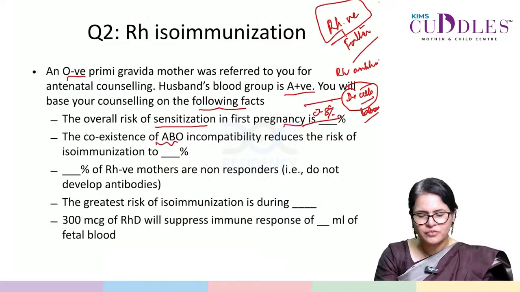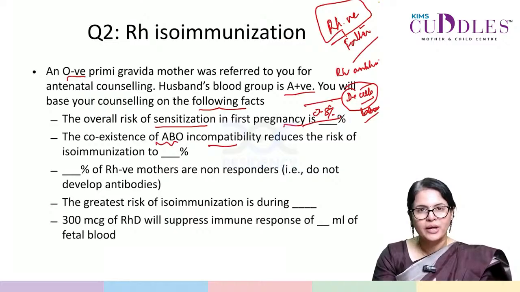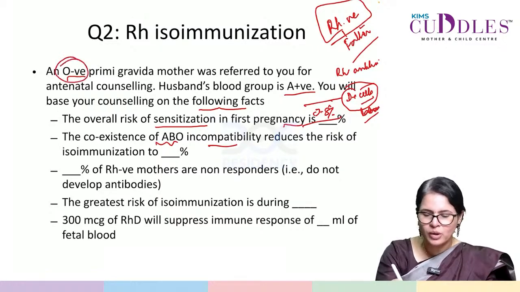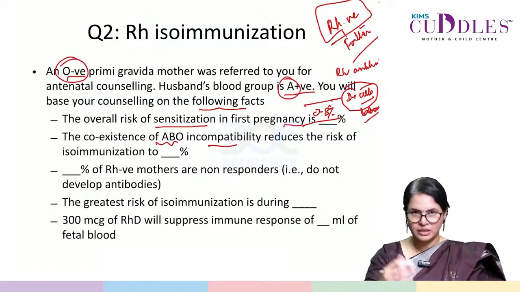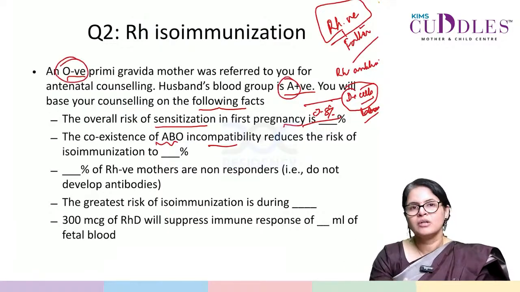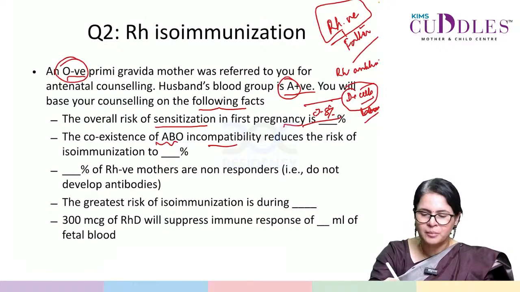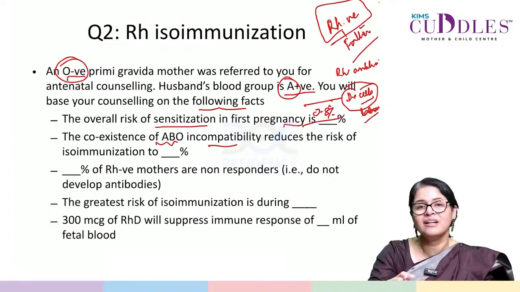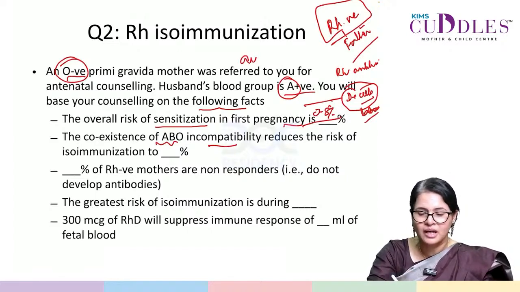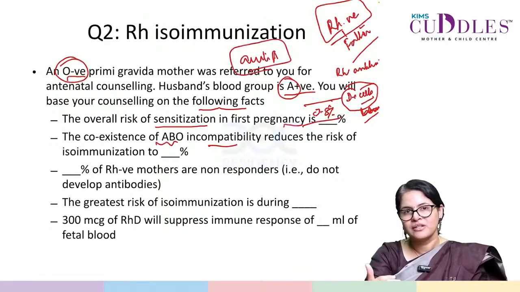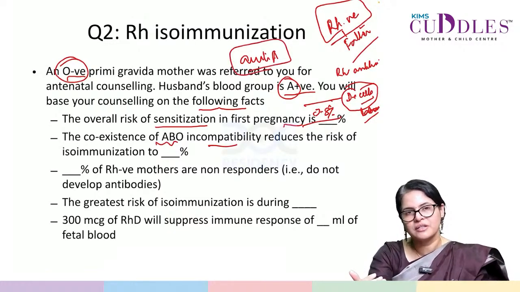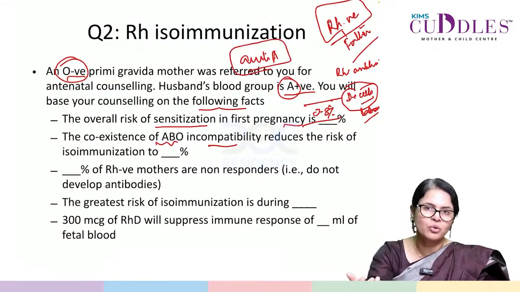And the coexistence of ABO incompatibility. So, ABO incompatibility, when it coexists with RH isoimmunization. For example, in this case, the mother is O and the husband is A. So let's say the fetus is also A. To some extent, the fetal cells that come into the maternal circulation will be subjected to the anti-A antibodies that the mother would have developed. So as she gets sensitized to the RH antigen, she is also getting sensitized to the ABO antigens.